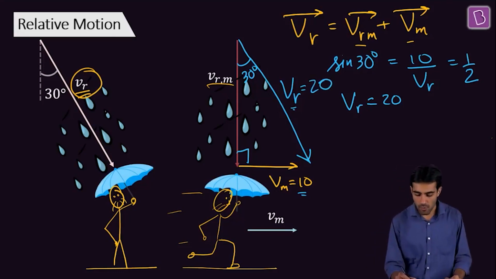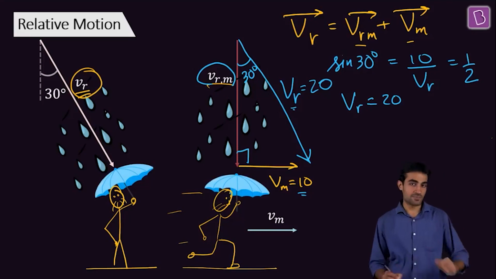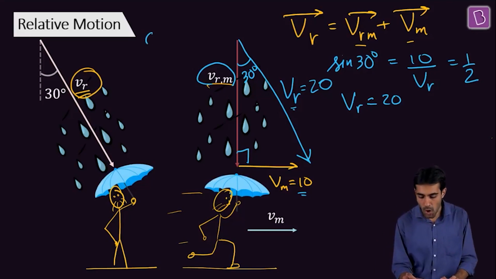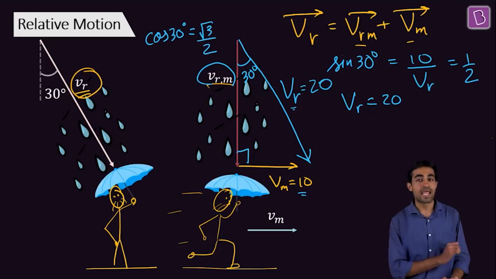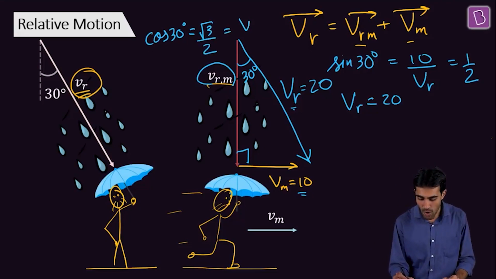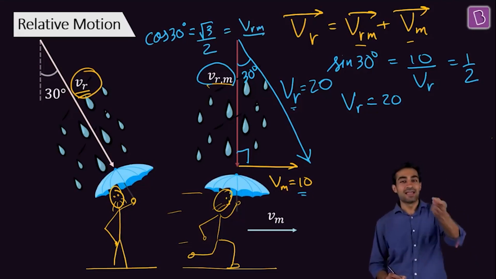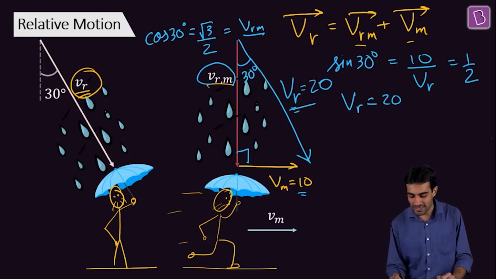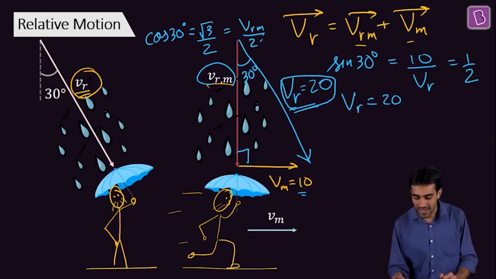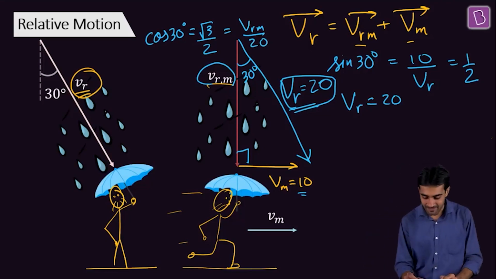Now can we find out what is the length of this side also? Yes, we can find out. Okay, how to find out? Well, we know that cos of 30 degree is equal to root 3 by 2. And from this right angle triangle, cos 30 is speed of rain with respect to man divided by the length of the hypotenuse. The length of hypotenuse, we have just calculated it. It is 20, right? So let's divide it by 20. And we are getting that speed of rain with respect to man is 10 root 3.